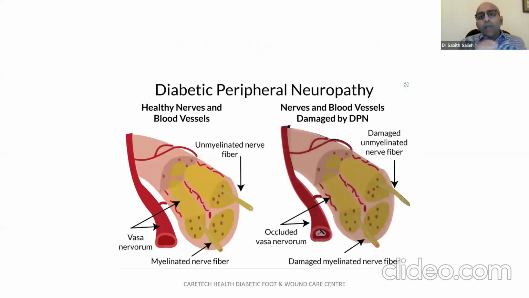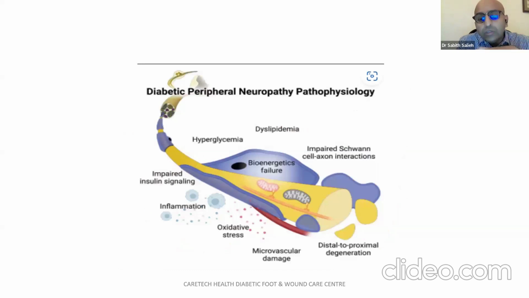Right? So why does diabetes, or why does high sugar, cause damage to the nerves, right? You know that there are small vessels that supply nutrients and oxygen to the nerves. These are referred to as your vasa nervorum. And diabetes is an inflammatory process. There's a lot of oxidative stress, and there's occlusion to these vessels. As a result, the nerve fibers, whether myelinated or unmyelinated, get damaged, right? And in the next slide, you would see the degeneration occurs in a distal to proximal direction, right?